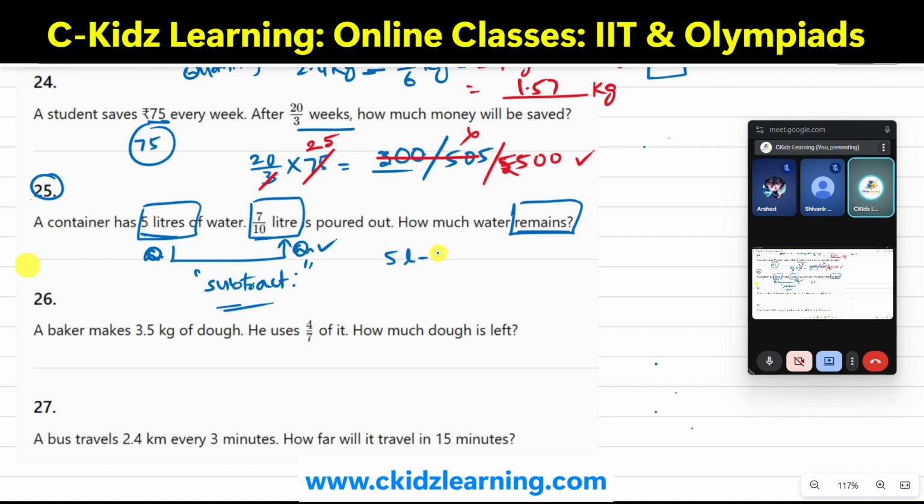Five liters minus 7 by 10 liters. Sir, I'm getting 4.3 liters. 4.3 liters. Alia, what do you get? Sir, 43 by 10. Same answer. So 4.3. 43 by 10 is the same answer. Very good. Let us see the 26th one.